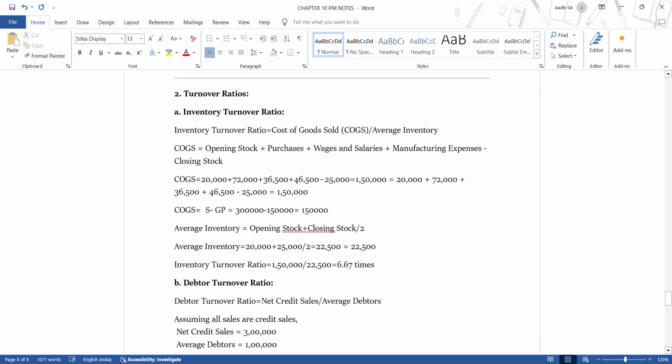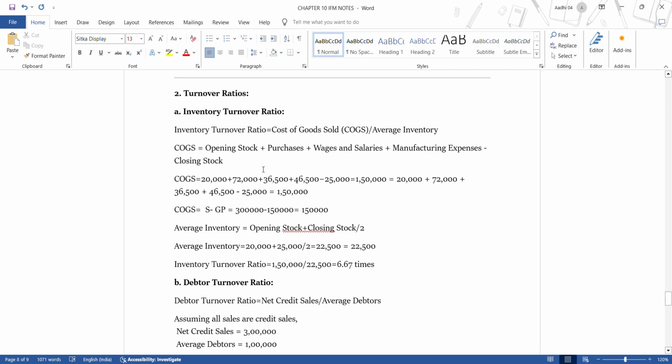Now in certain questions you will be given certain items like this, where you have to find the profit. Means if the sales is not given, you have to use this formula: opening stock plus purchases, wages and salaries, manufacturing expenses minus closing stock. You will be getting all your cost of goods sold. I hope that is clear.